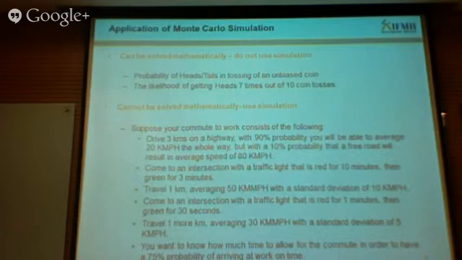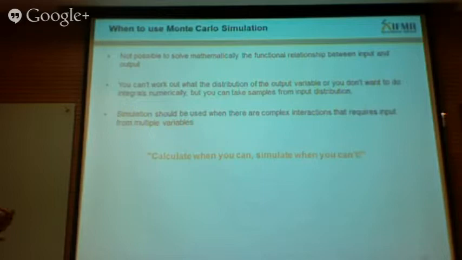Just to give you an idea of when to use a Monte Carlo simulator: if it is not possible to solve mathematically the functional relationship between input and output, you should use a simulator. Say you have some variable A related to some 10 other variables. If it's a very simple relationship, like A = B + C + D + E, and all of them are normally distributed, you know the output variable will also be normally distributed. So in this case, you can work out what the distribution of the output variable will be based on your input variable distributions.